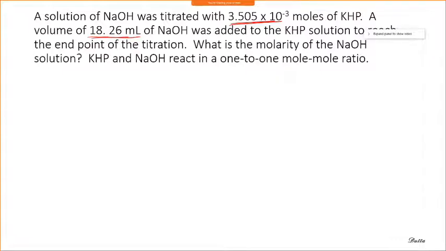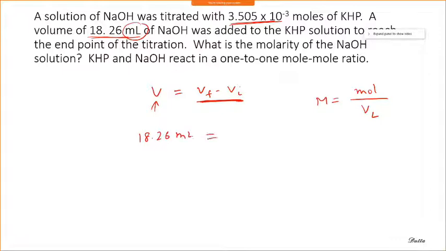Now again, here you are given the V equals V final minus V initial. You are given this one, this. But you could be given both. Then you have to subtract to see how much NaOH was used to get the endpoint. But you are given it in milliliter. We know molarity equals moles divided by volume in liter. So I have to convert this to liter. So if I am given 18.26 milliliter, that is going to be 18.26 divided by 1000 liter.